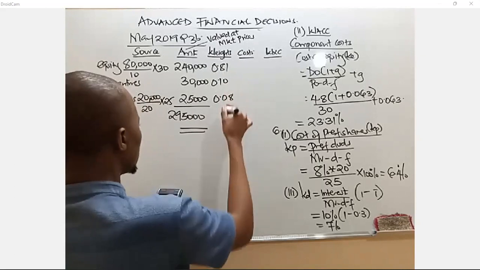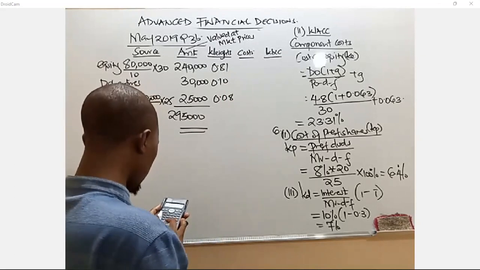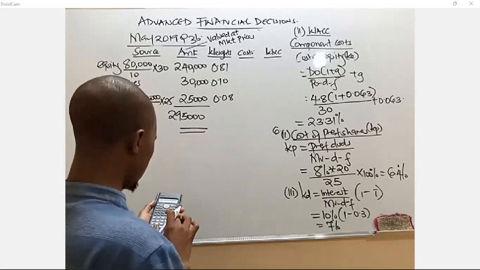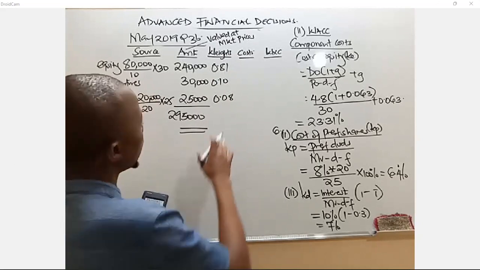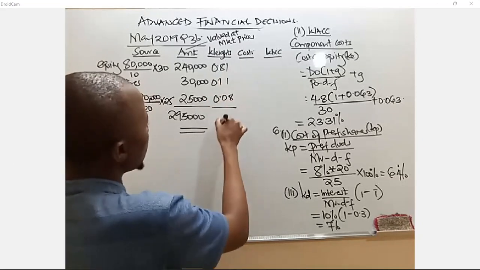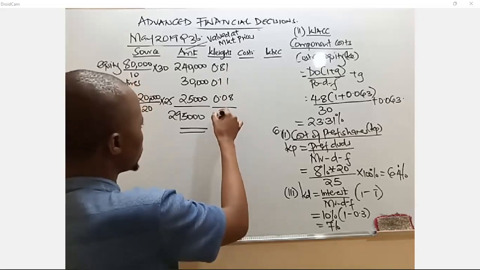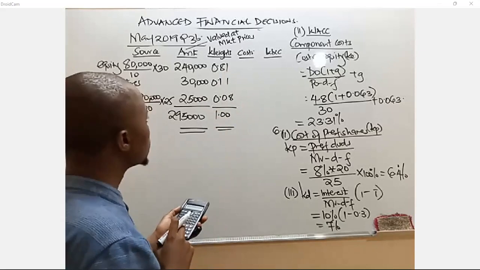Correct. Then I have to be adding them up, with the total 295,000. This proportion should total 100%, that is 1, because of probability. Let me see if it totals.